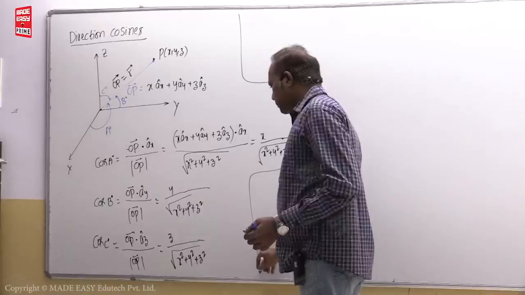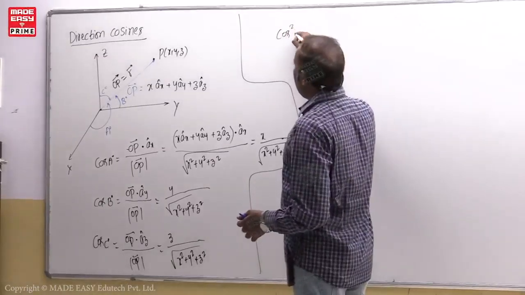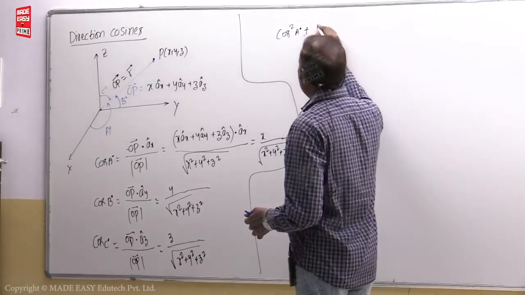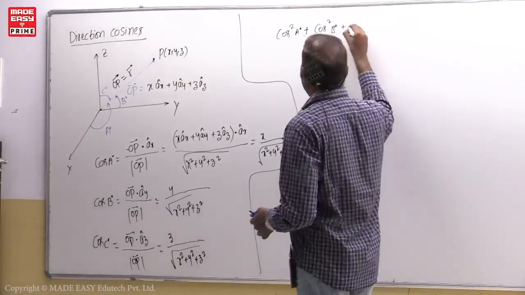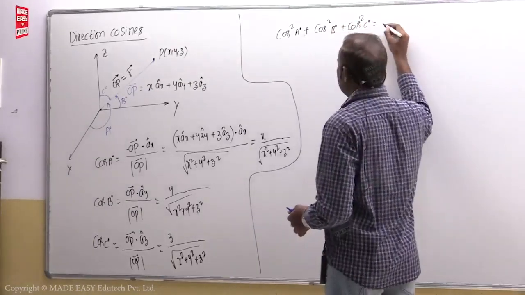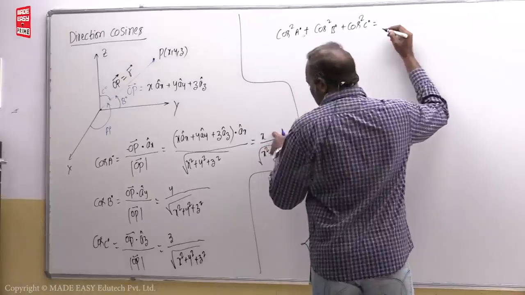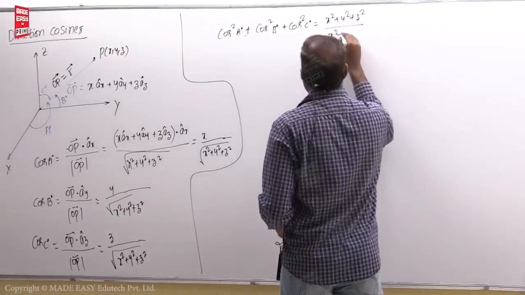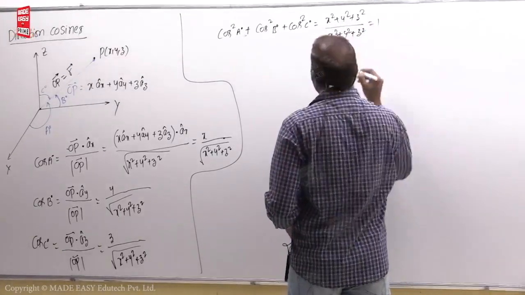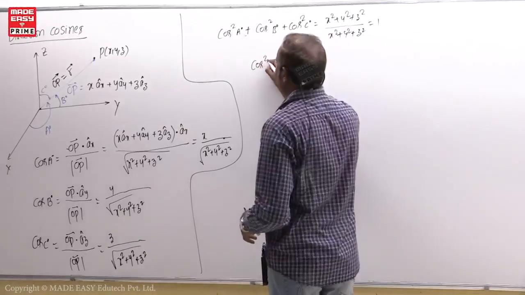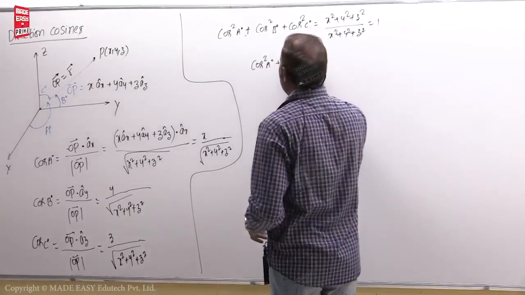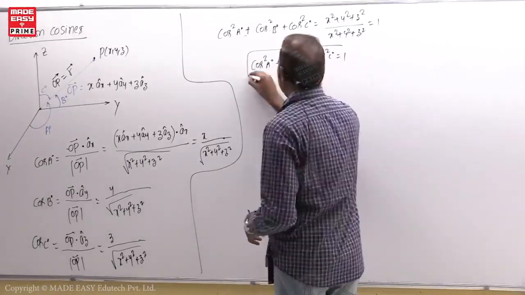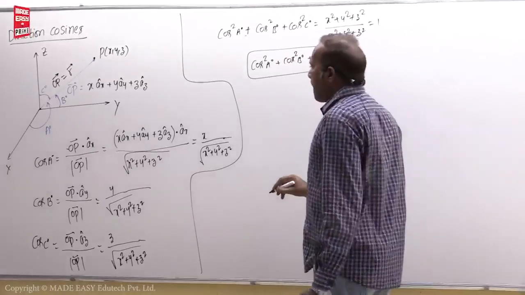Now students, one more thing: cos square A plus cos square B plus cos square C. If you take squares and add them, you get x square plus y square plus z square divided by x square plus y square plus z square, that is equal to 1. So cos square A plus cos square B plus cos square C is equal to 1. This is one result.